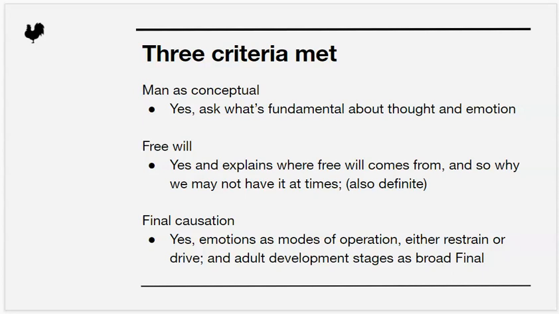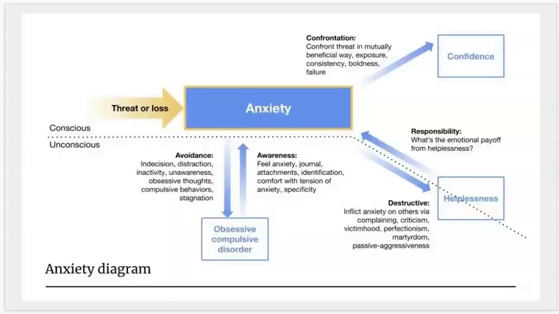And also, there's a definite way of doing this. Right? So why we don't have free will on the anxiety diagram, for instance, is we're stuck in obsessive thoughts and compulsive behaviors. We are in avoidance of anxiety, or we are not taking responsibility for something that must necessarily be our responsibility, even if somebody else, like our parents, is the cause of it.